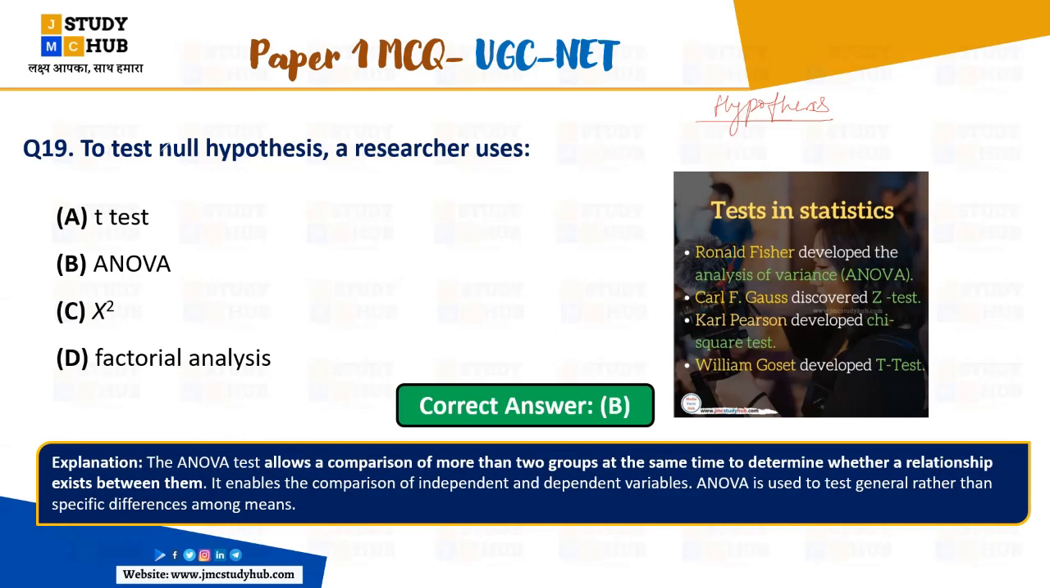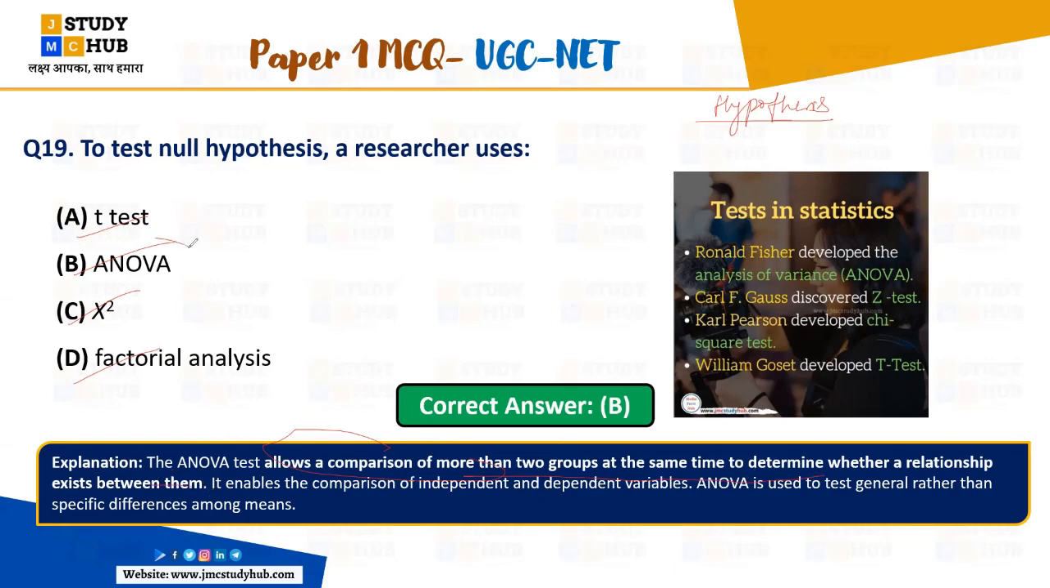So the t-test, ANOVA, chi-square and factorial analysis are all statistical tests applied to test the hypothesis, right? Here the most appropriate answer is ANOVA, which is mainly used to test the null hypothesis. ANOVA tests allow the comparison of more than two groups at the same time to determine whether a relationship exists between them or not, right?